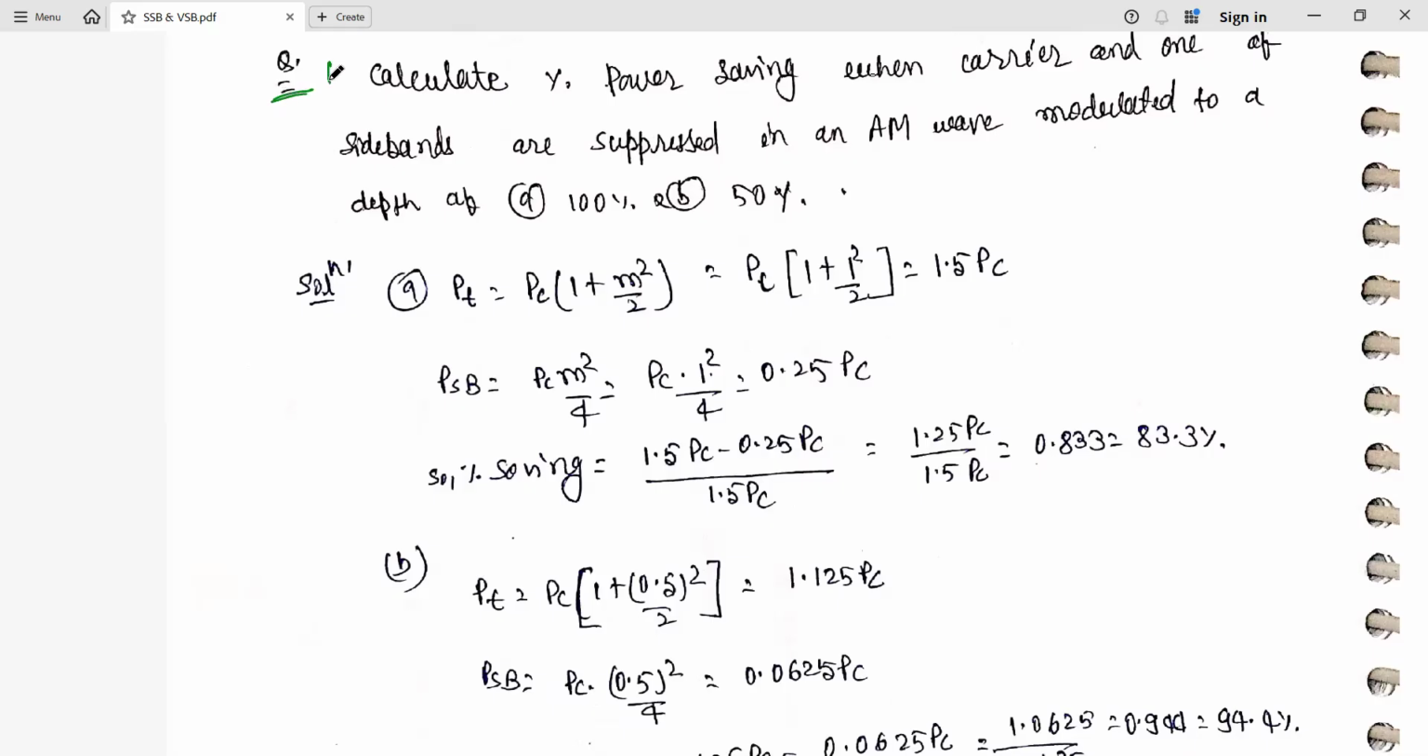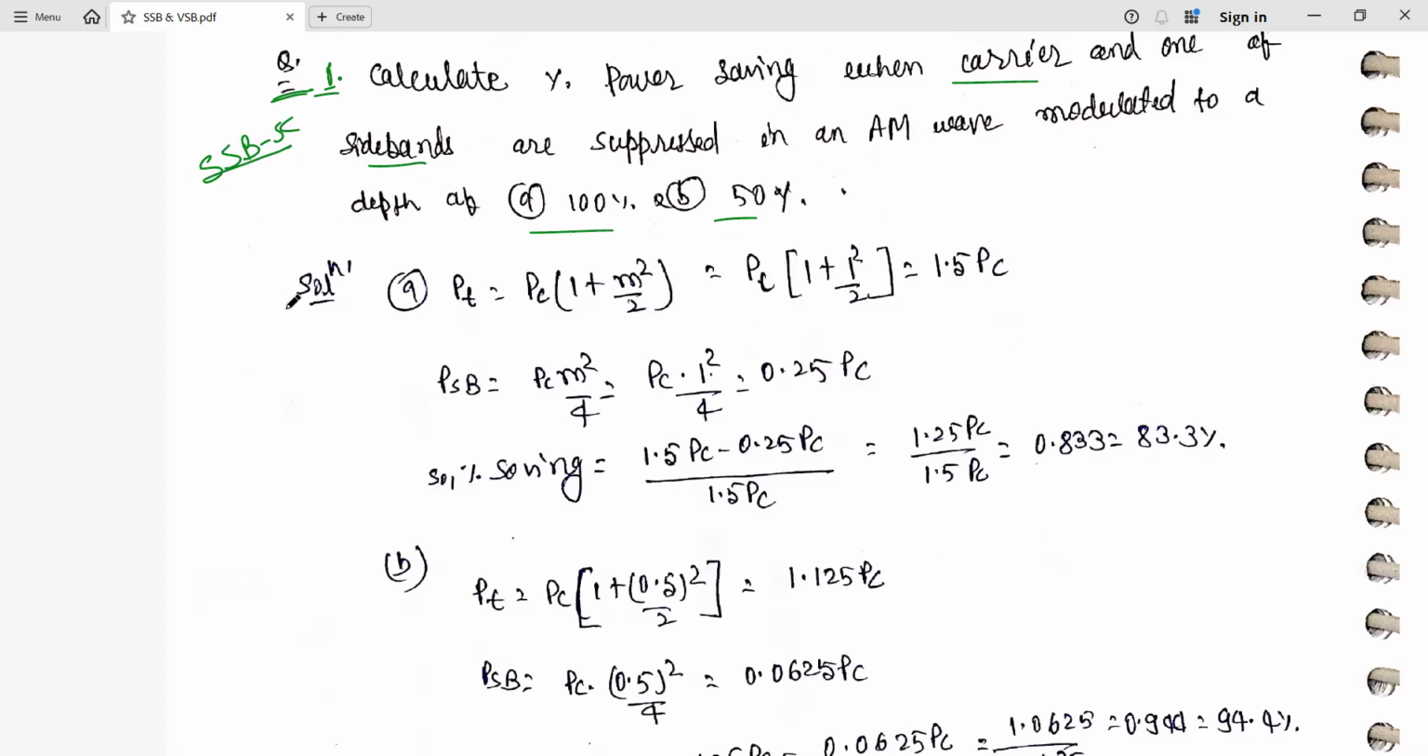The first question is this numerical: calculate the percentage power saving when the carrier and one of the side bands are suppressed in an AM wave modulated to a depth of, in one case, 100 percent modulation, and in another case, 50 percent. So here you are seeing that one of the side bands and the carrier is suppressed. That means it is the condition of SSBSC.